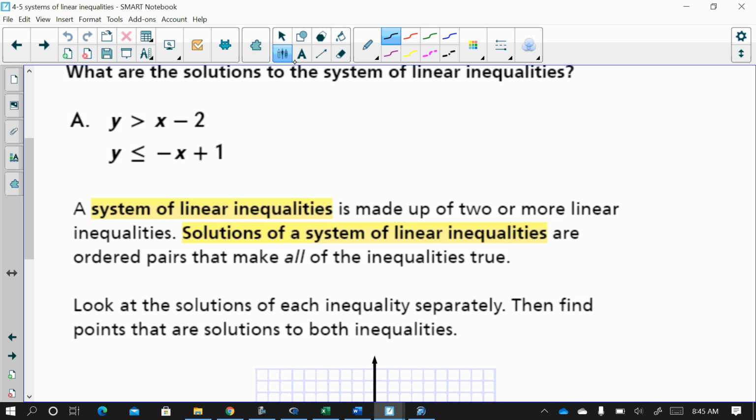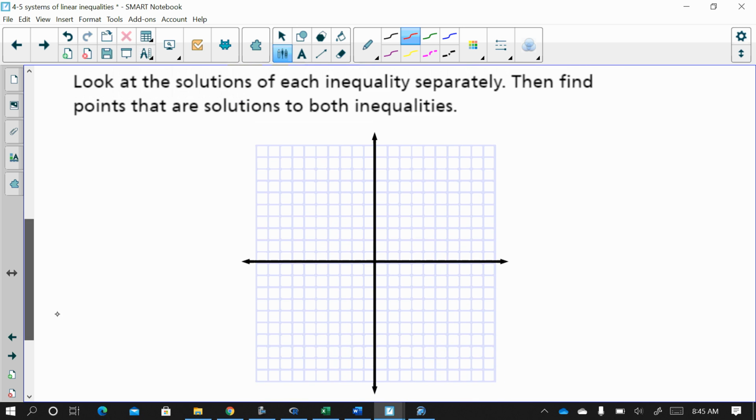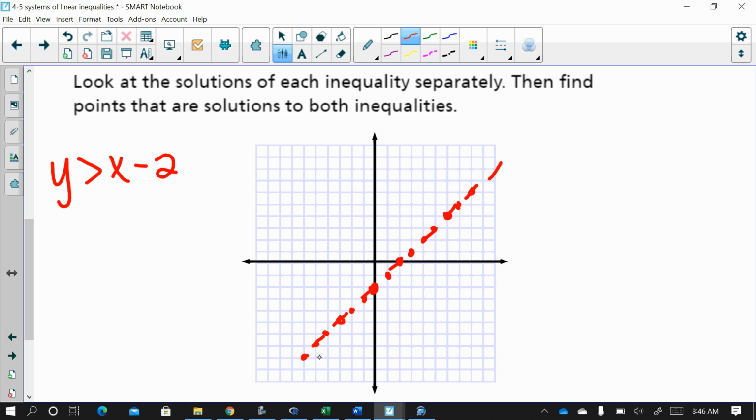My first one, I'm going to graph in red. y is greater than x minus 2. I start at negative 2. My slope is 1, so I go up 1 over 1. If I'm getting tired of up 1 over 1, I can also go down 1, left 1. Now we need to decide, is this a solid line or a dashed line? I'm not equal to, so it's going to be a dashed line. Then shading: it's greater than, so I'm going to shade above.